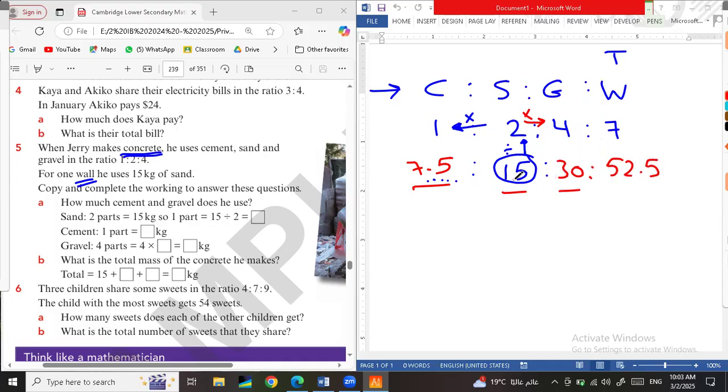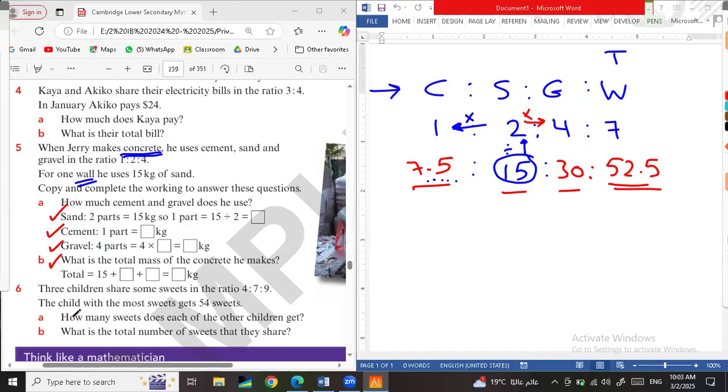Someone might say to me, Mister, I do 15 divided by 2 is 7.5, and I multiply it by 7 to find the total mass. No problem at all. 7.5 multiplied by 7 will give you exactly 52 and a half as well. That's it. If you look at the steps over here, the sand, we found it already. It's the 15 already given to us. The cement, you're going to find that it is 7.5. We found it. The gravel is 30. We found it. The total mass of the concrete is 52.5. We found it.